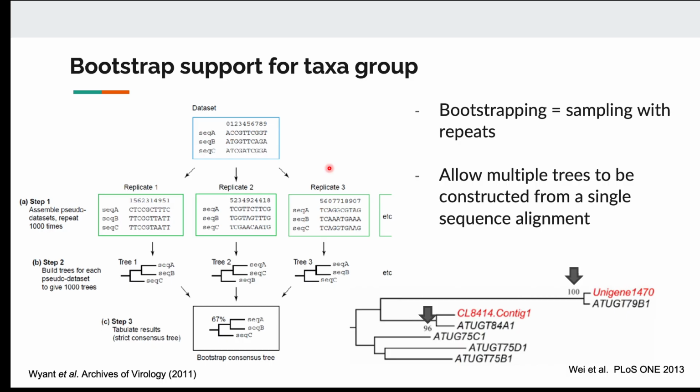So we want to be able to build multiple trees. And if multiple trees agree, we are confident about the tree. If multiple trees are all different, like they group species differently, then we have a problem. Our data doesn't clearly determine how the species evolve.